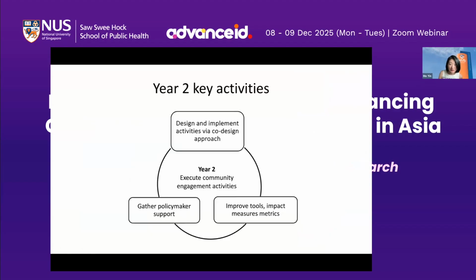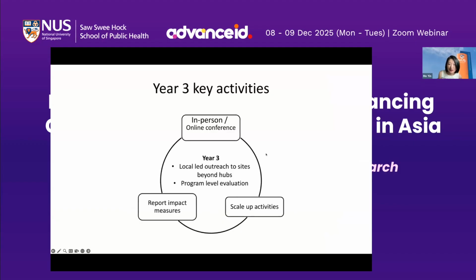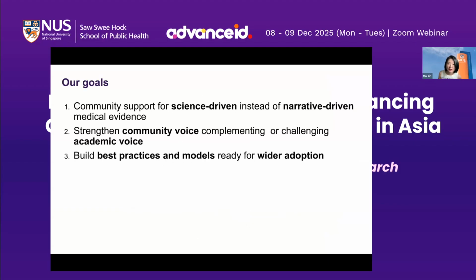Soon we'll be embarking on year 2, where we'll implement some of the interventions that we have so far planned, and we will be measuring the impact of our interventions throughout this time, and also we'll be engaging with the policymakers in all these various countries so we can have buy-in from the government and policymakers as well. And last year, in 2027, we will be holding another conference, either in person or online, to disseminate our learnings and also hopefully scale up the activities that we have.